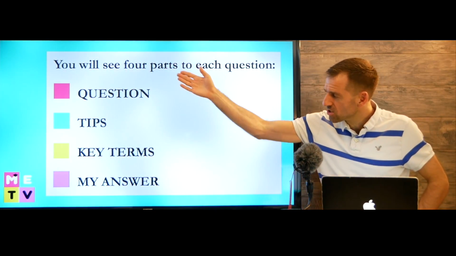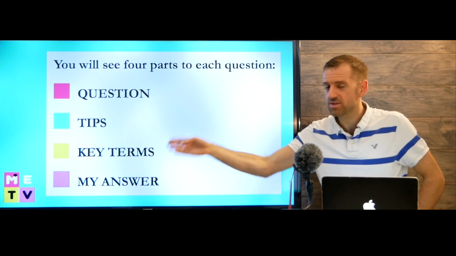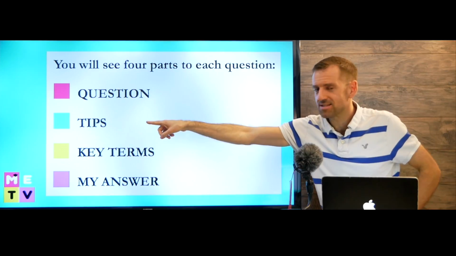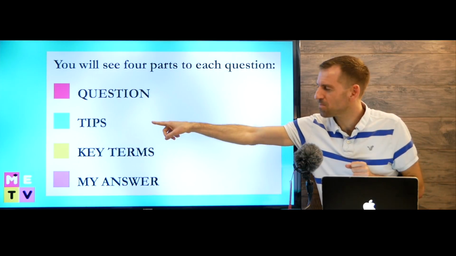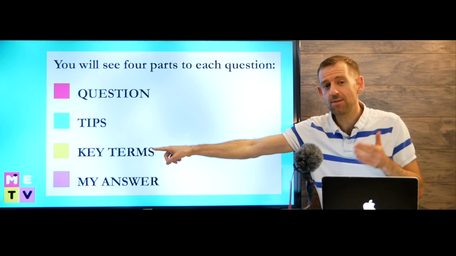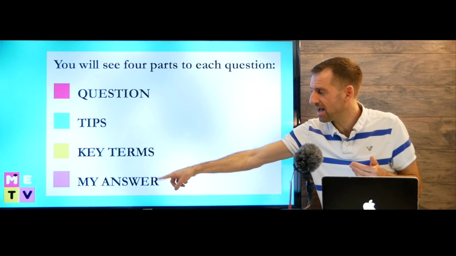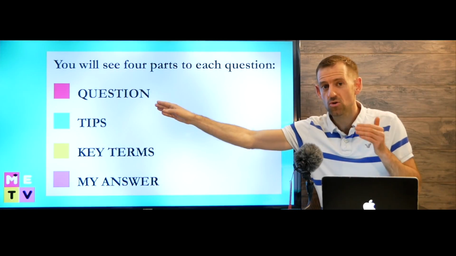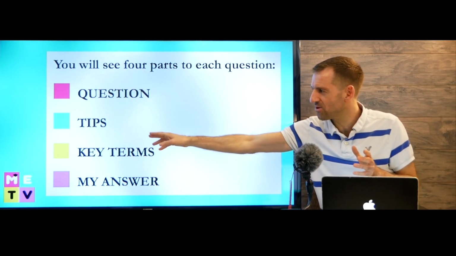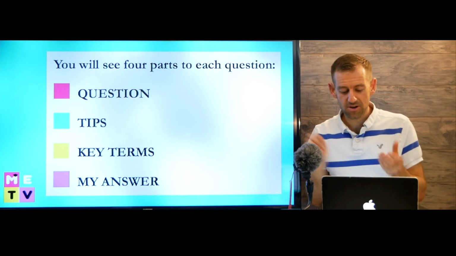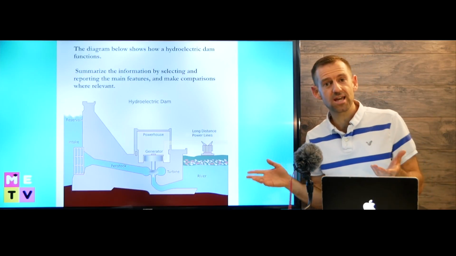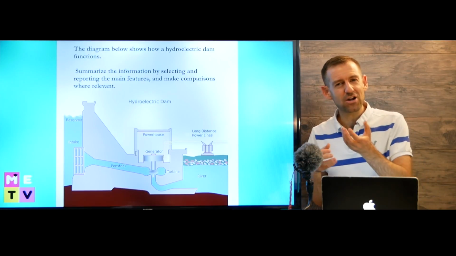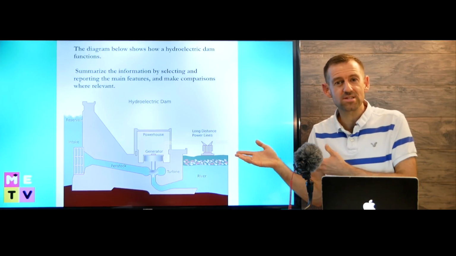Okay, so for each question in my book, you'll see 4 parts. Okay, there's the question, then some tips on how to answer that question, and then some vocabulary that I use in my answer. Okay, so you're going to see my answer to each question. I think that will be really helpful for you, and I'll give you some tips and vocabulary as well. Okay, so let's just take a look at a question from my book so you can get a good feel of what you can see in my book.